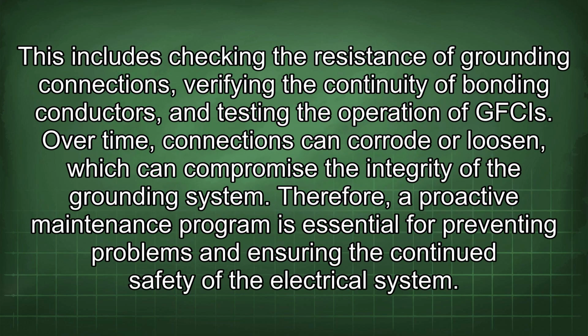This includes checking the resistance of grounding connections, verifying the continuity of bonding conductors, and testing the operation of GFCIs. Over time, connections can corrode or loosen, which can compromise the integrity of the grounding system. Therefore, a proactive maintenance program is essential for preventing problems and ensuring the continued safety of the electrical system.